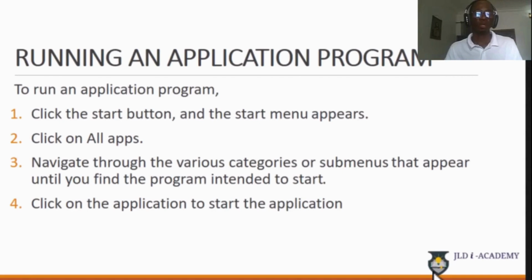That is, you use your mouse to scroll through all the categories or start menu until you find the program you want to start. Then you can click on the program. Now note that if the icon of the application is on the desktop, you can just double click on it and it will start up. In the next slide, I'll show you an image on how to carry out the task.